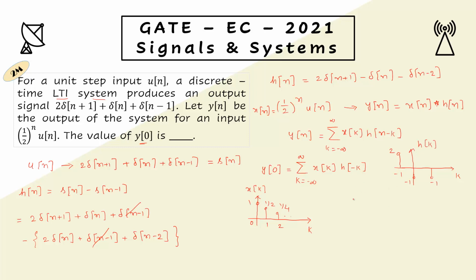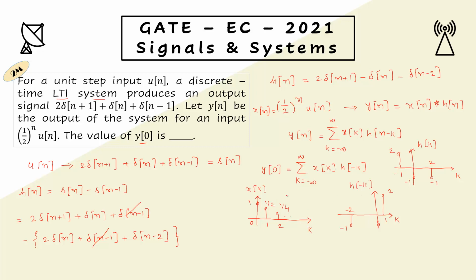But we want h of minus k, so let us plot that. h of minus k is just the time reversed version of h of k. So how does the plot look? This is 2. At minus 2 you have minus 1, and at minus 1 you don't have anything. At origin you have minus 1 again, and at 1 you have 2. So this is our h of minus k.